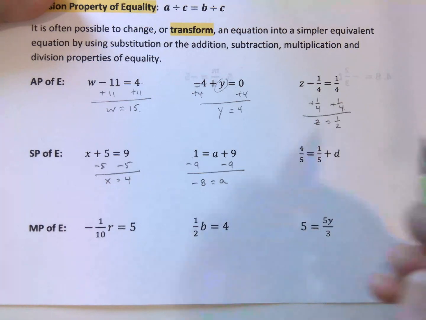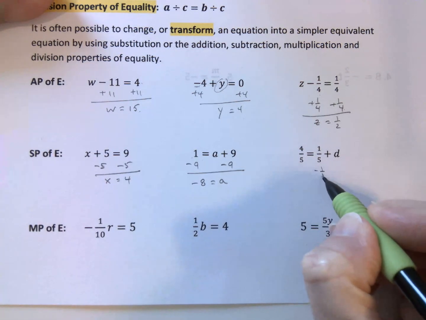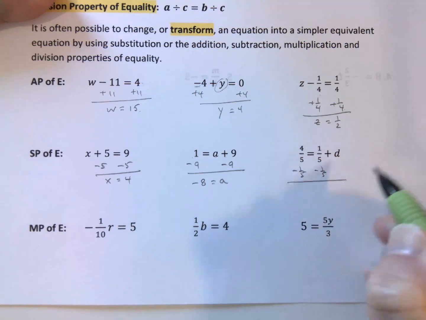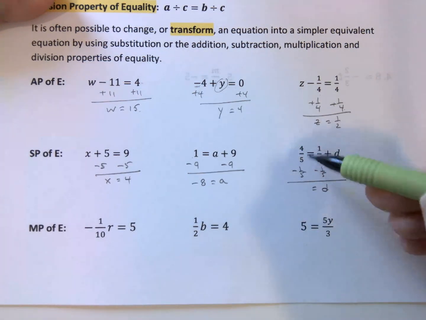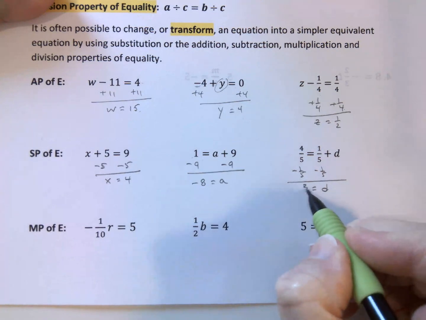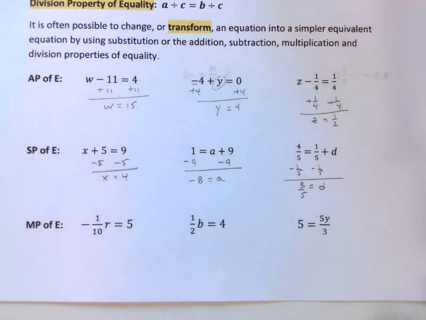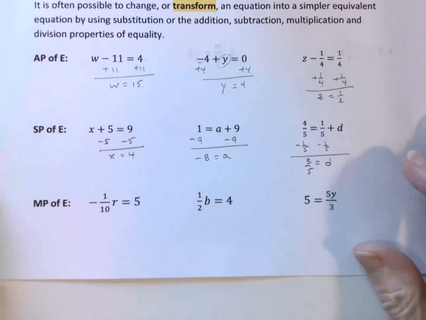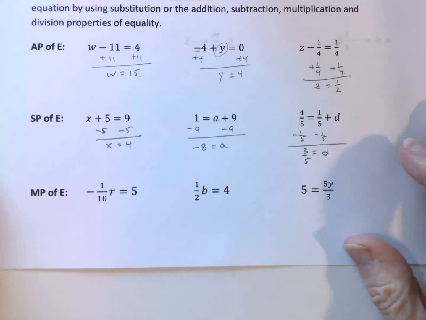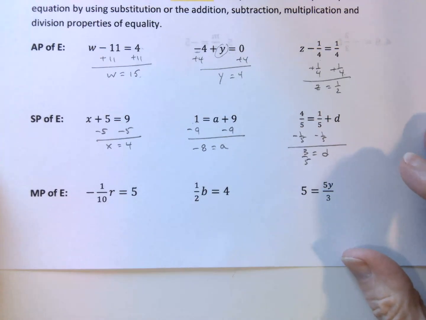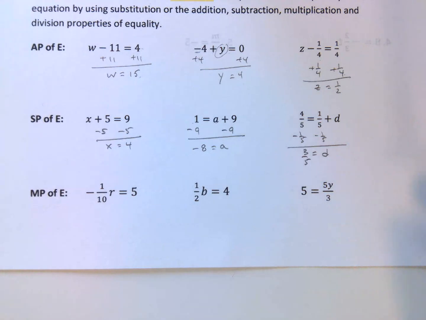Here's another fraction. 4/5 equals 1/5 plus d. I'm going to subtract 1/5 from both sides. I'll just have d over here. And 4/5 minus 1/5 is just 3/5. Do not change fractions to decimals. The only time we do decimals is if we started off with decimals or we're doing a word problem that would require decimals, like something that has to do with money. Otherwise, you have to keep it as a fraction.